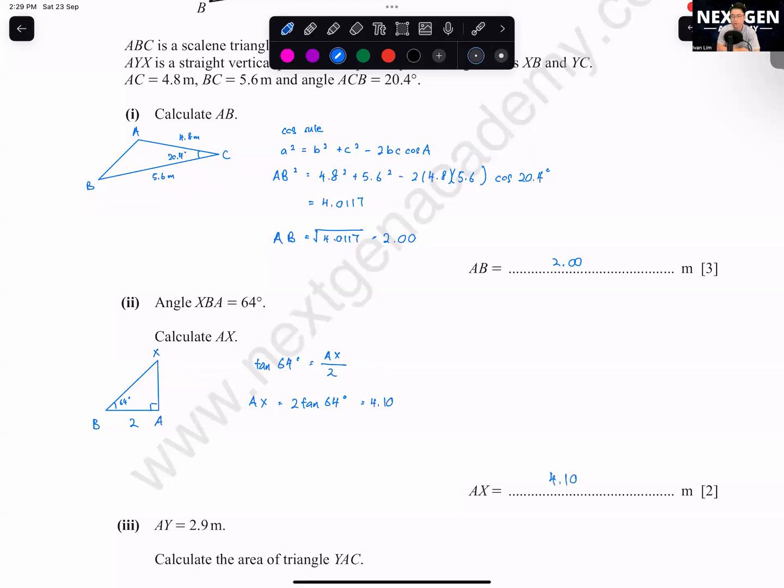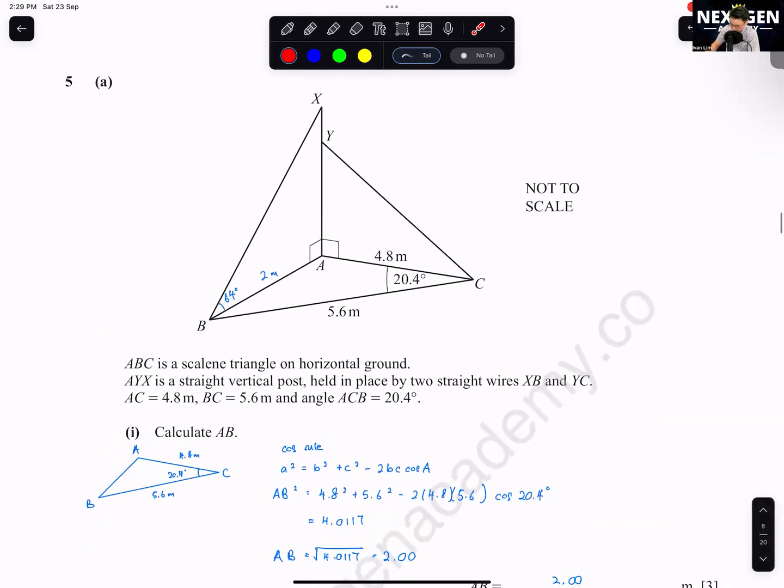If you see also one thing that I always write, if your answer is an irrational number or has a lot of decimal places, you still round it up until 3 significant figures. Like the previous one, how can I write 2.00 instead of just 2? This is just to be safe because the instruction in front says you have to write to 3 significant figures. So here, let's label this. This is 4.10.